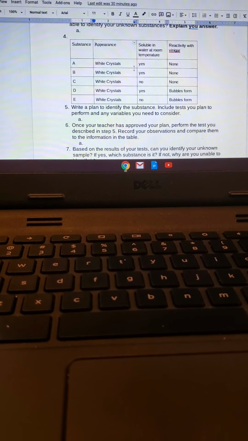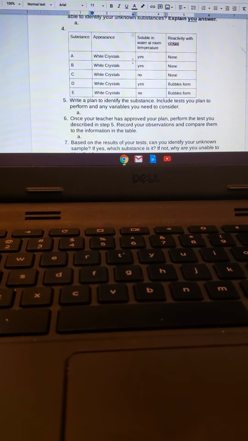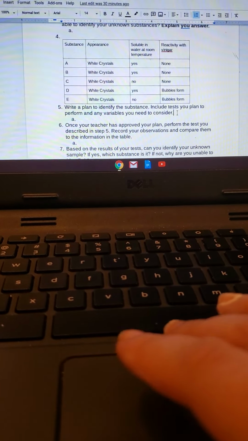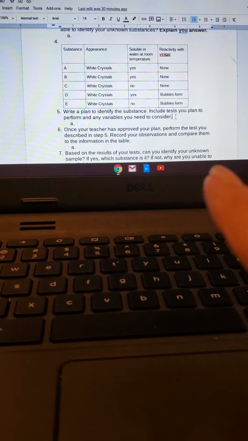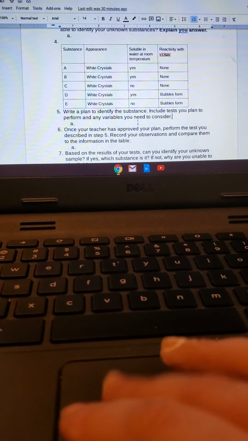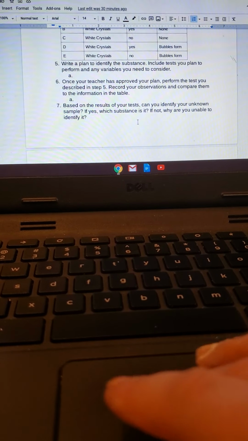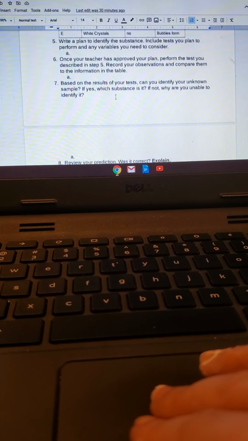So write a plan to identify the substance, including the test you plan to perform and any variables that you need to consider. So basically it's asking you, what is some human error that could possibly happen for this test to be invalid? You can write that whenever you're done. You guys don't need to do this part because I did the thing for you.